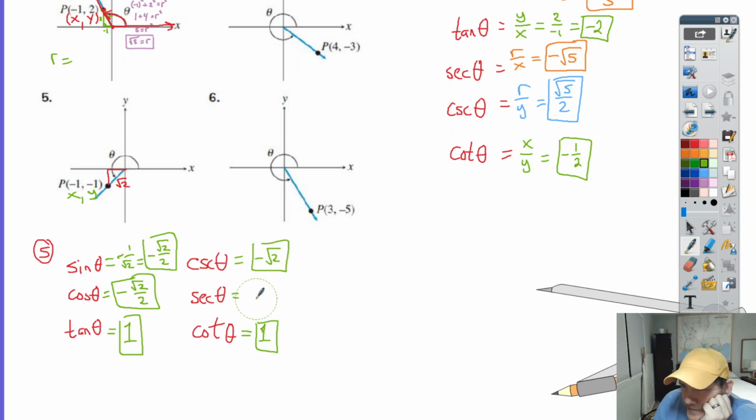And of course secant would be the same thing. So there, I did 5. You're on your own for 4 and 6. Figure them out yourself.